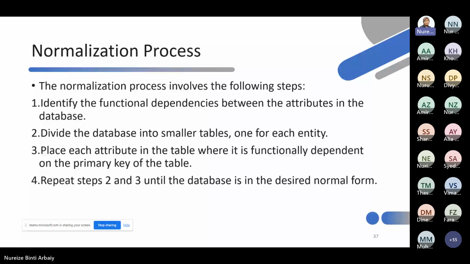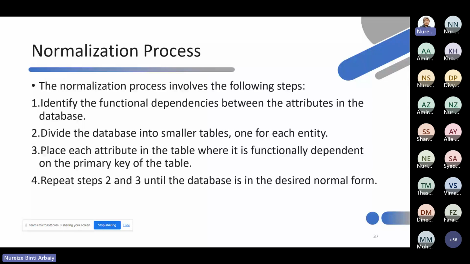After these two functional dependencies are identified, it's time to divide the database into smaller tables. It means you need to break down the table depending on what you obtained during the functional dependency step. Then, after you divide the small tables, a new attribute, new primary key, new key for each table must be defined. Please be very careful in this part. You need to place each attribute in the table where it is functionally dependent on the primary key.